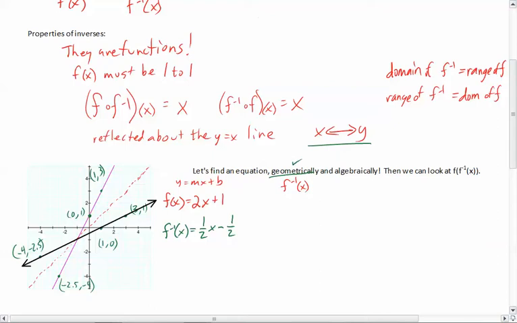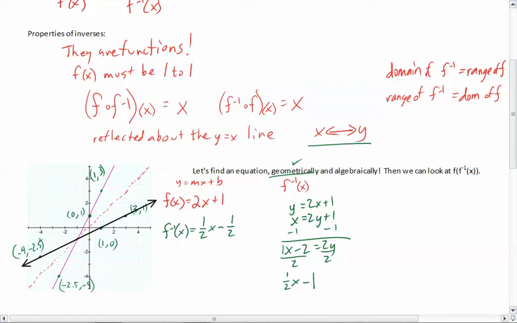Now let's do it algebraically. Algebraically, we're going to do exactly the same thing, except instead of flipping individual points, we're going to switch the whole x and y. So instead of y equals 2x plus 1, we're now going to change it so that x equals 2y plus 1. Now we can solve for y. Let's subtract 1. So I've got x minus 1 equals 2y. I'm going to divide by 2, so now I've got 1/2 x, minus 1 divided by 2.